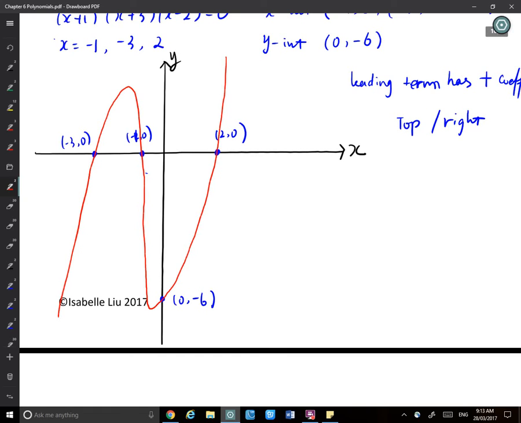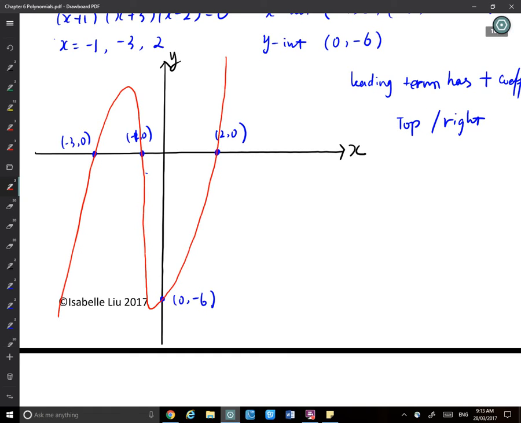Another thing is a lot of students try to make the turning point exactly here. I know it looks like a turning point here, but I don't know whether it's actually the turning point or not. So do not show your turning point on the y-axis. Show your understanding that you don't know where the turning point is, and just roughly sketch it somewhere.